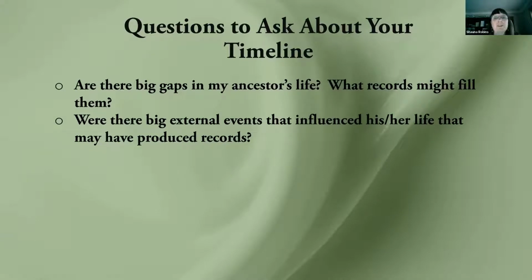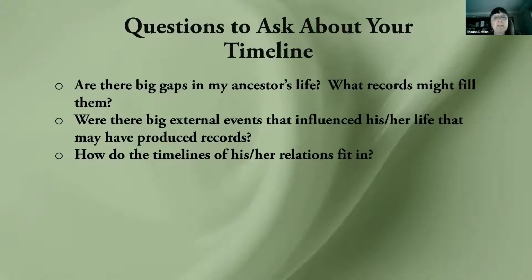Were there big external events that influenced his or her life that may have produced records? COVID-19. Yeah. Did they live through a pandemic? Did they live through a world war? If they were in a world war, were they in the military? So you might check military records. If they lived through a famine or something that caused people to move from point A to point B in search of a better life, there might be immigration records. Okay.